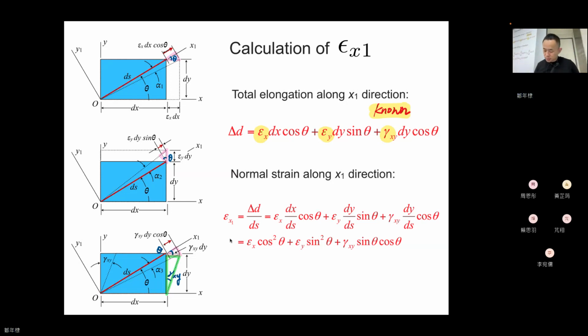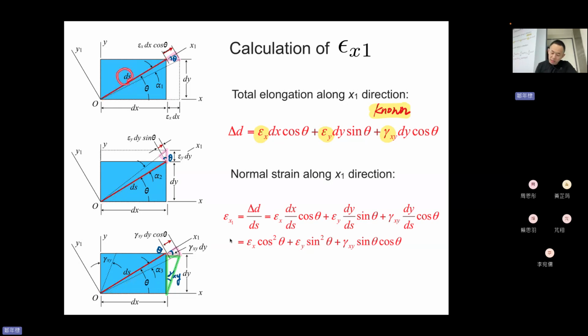You get that? And then this is delta D. So three contributions to the epsilon x1. Sorry, not yet. Deformation delta D. OK, this is only the displacement, not yet epsilon x1. So epsilon x, epsilon y, gamma xy cause this much displacement in the x1 direction, there are three contributions.